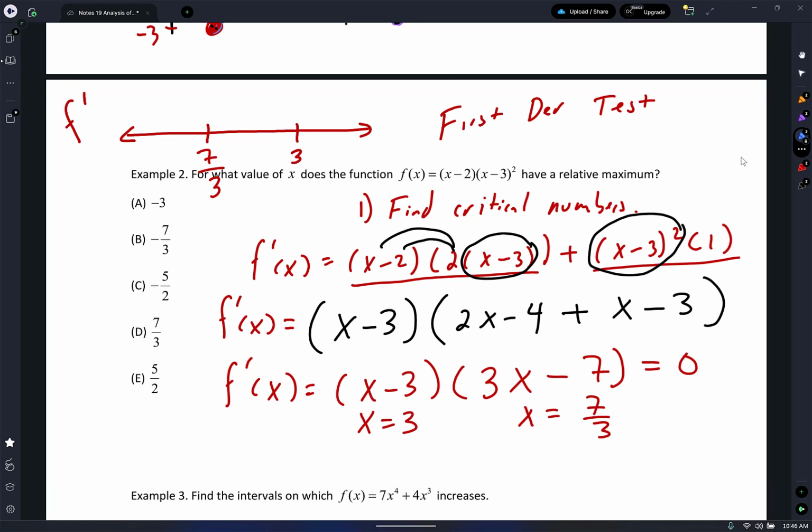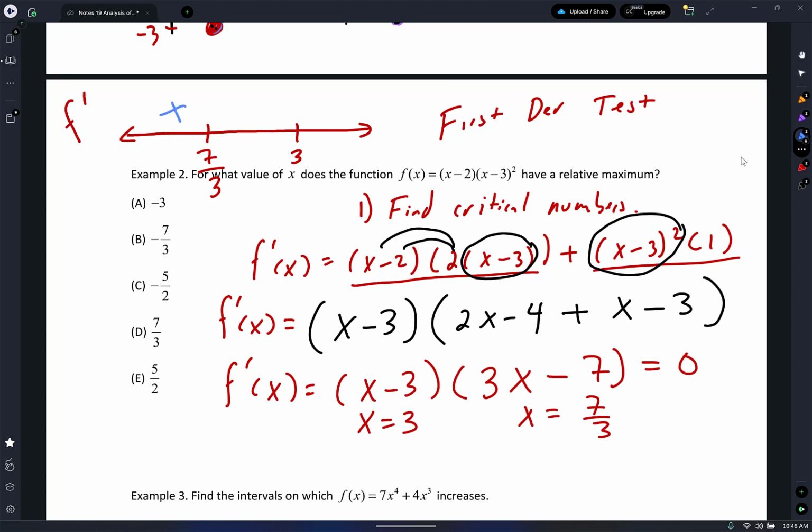Okay, you guys ready? I'm going to plug in a value to the left of 7/3. Give me any number. 2, or 1, or 0. I would have chosen 0, but okay, 2. 2 minus 3, positive or negative? Negative. You just care about positive or negative. 3 times 2 is 6. 6 minus 7, positive or negative? Negative times a negative? Put a plus symbol.